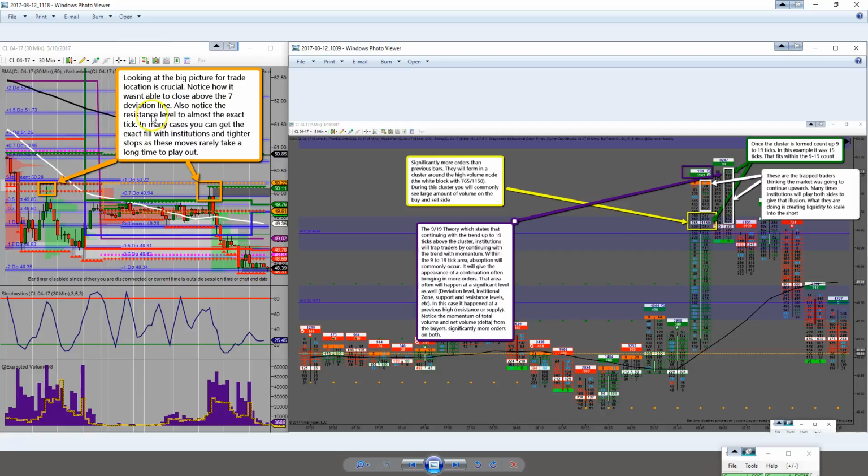Also notice the resistance level to almost the exact tick. It came up pretty much to, I forget what the actual number was, I think it was off by 2 or 3 ticks. In many cases, you can get the exact feel with institutions and tighter stops, as the moves rarely take a long time to play out. So these happen quick. You kind of know you're in the right trade when you get in and you can get some of your position off really quickly, within a minute or two at the maximum.